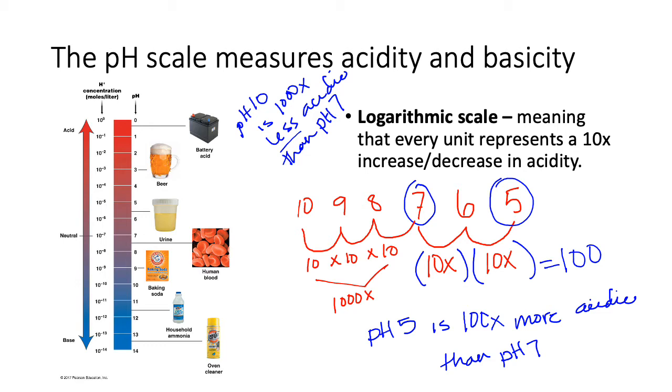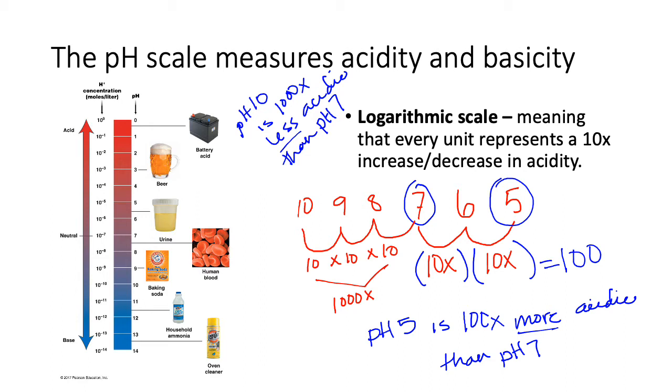So if we go to numbers that are less than 7, we're going to become more acidic. If we go to numbers that are greater than 7, we'll become less acidic. But every time we change a unit, we're changing by 10 times. So we have a pretty quick flux in how acidic or how basic a solution is. And again, that can be potentially very dangerous.